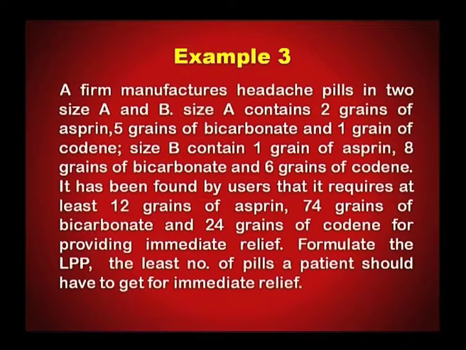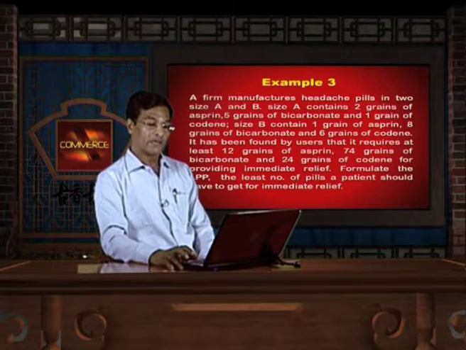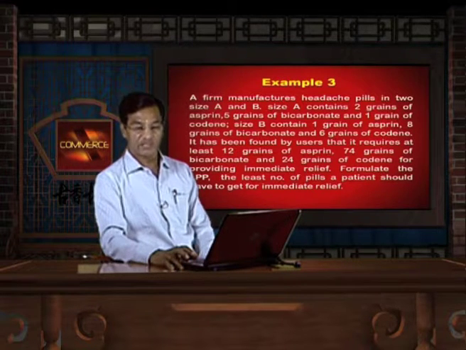It has been found by users that it requires at least 12 grains of aspirin, 74 grains of bicarbonate and 24 grains of codeine for providing immediate relief. Formulate the linear programming problem: the least number of pills a patient should have to get for immediate relief.